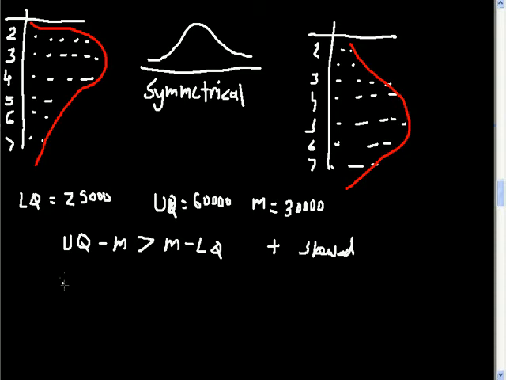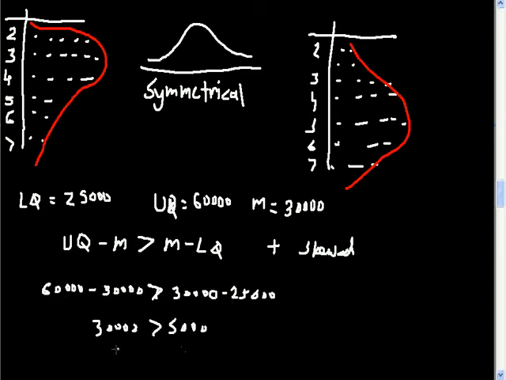All right. So if I sub these values in, that's what I get, and I can indeed see that the difference between the upper quartile and the median is greater than the difference between the median and the lower quartile. If the inequality sign yielded a value where you had to put the sign the other way around, then it's negatively skewed. All right, so you do the same test.